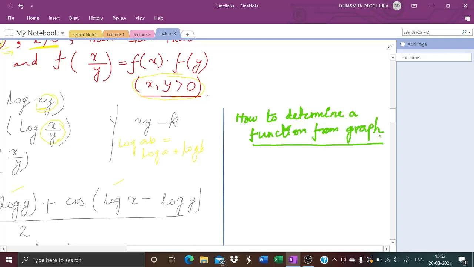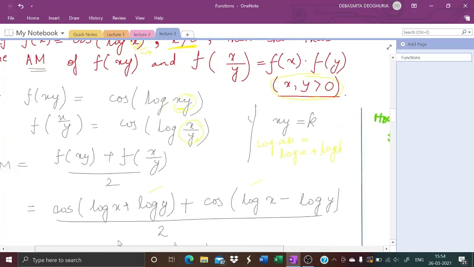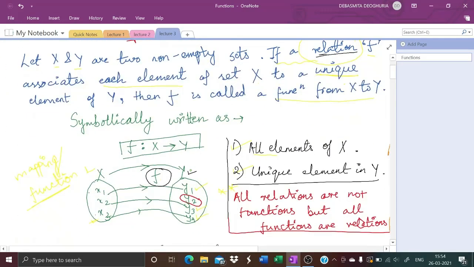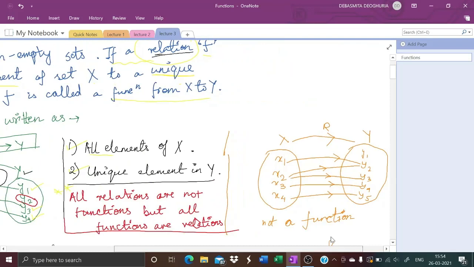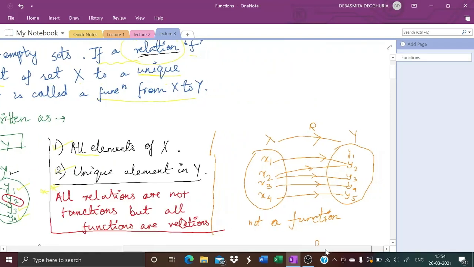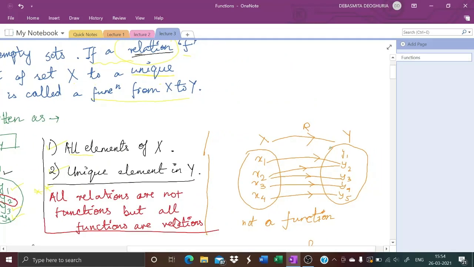So how we will do this? See, what is the basic definition of a function? Everything will come from the basic definition. Now we will go back to that again. The function will associate each element of set x to a unique element in set y. Also, I have given you one example over here to explain that one single x cannot have two values of y. It should be a unique element.